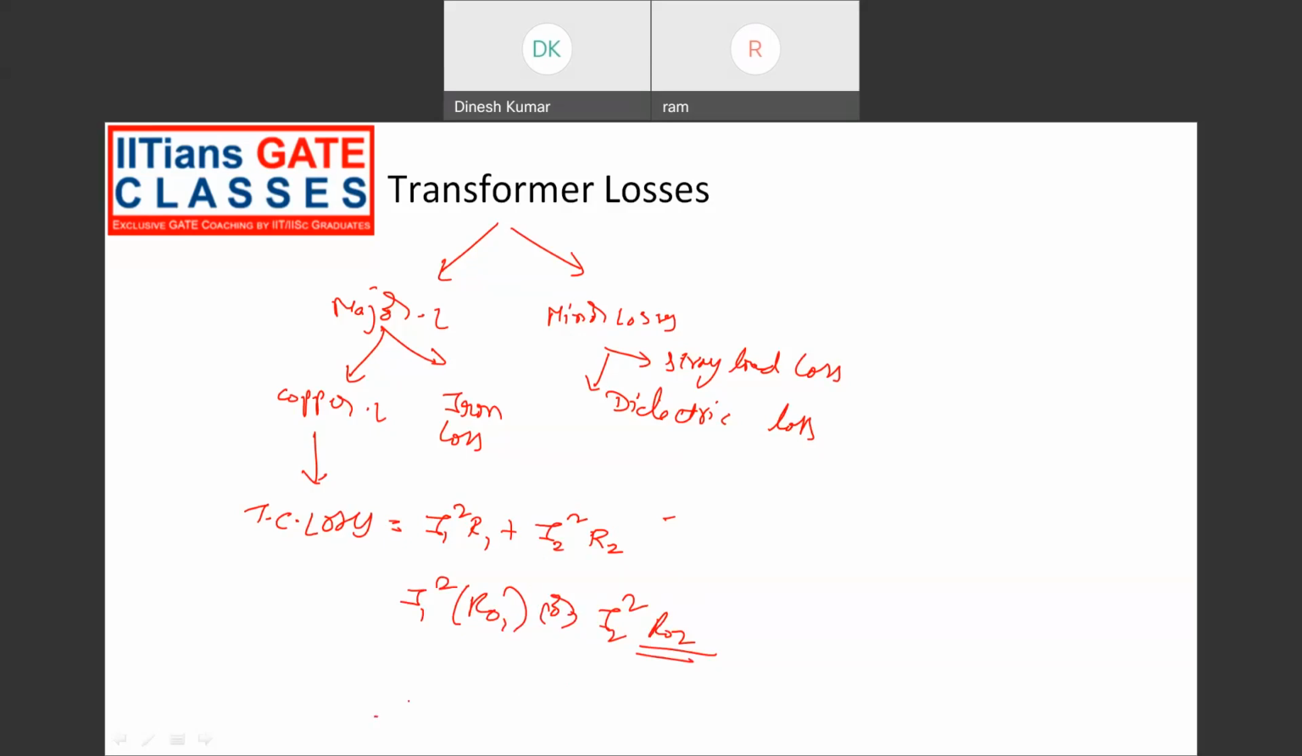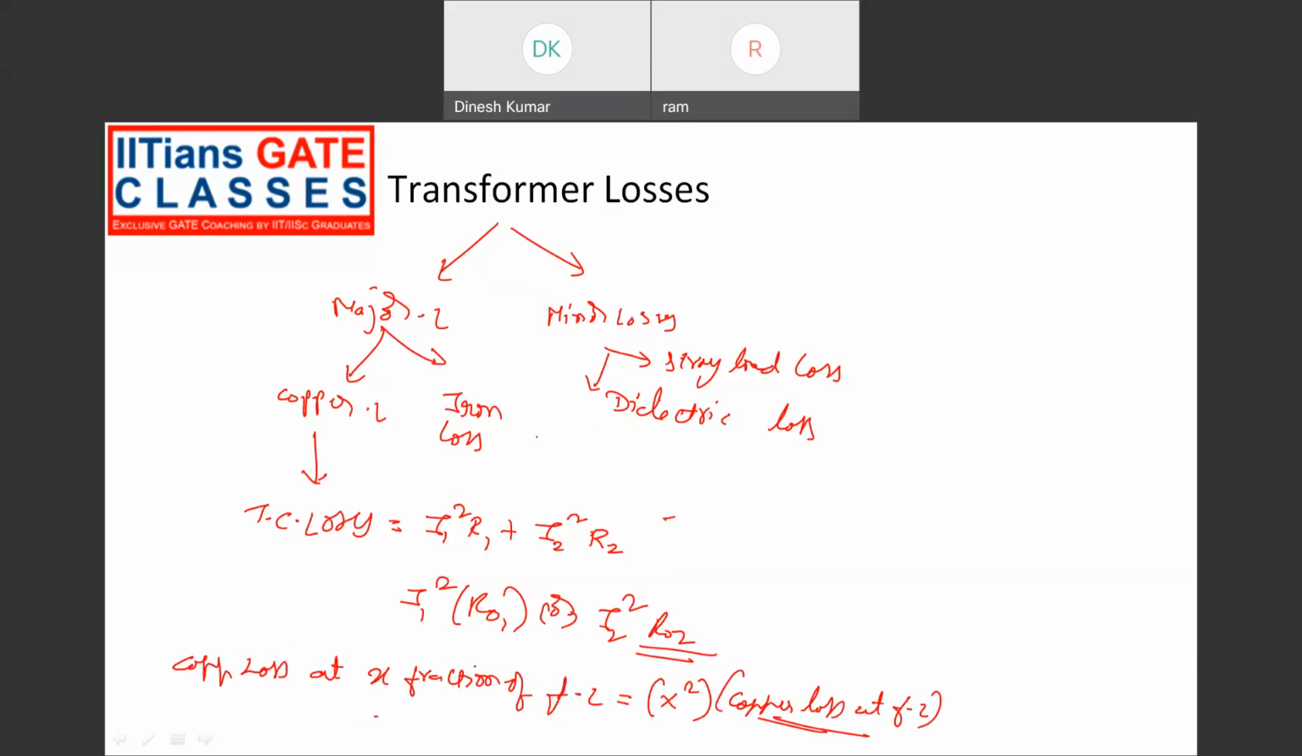And here one formula is copper loss at x fraction of full load equals x square times copper loss at full load. Copper loss at half full load equals 1 by 4 times copper loss at full load.